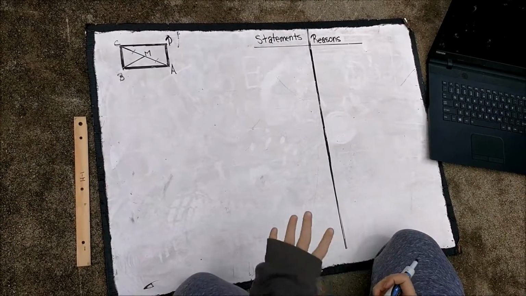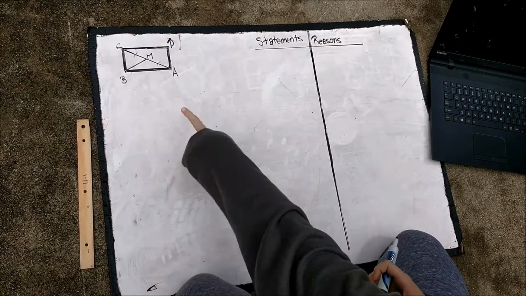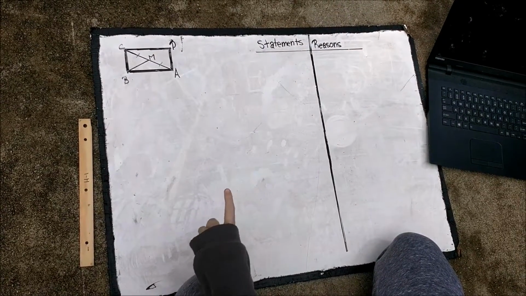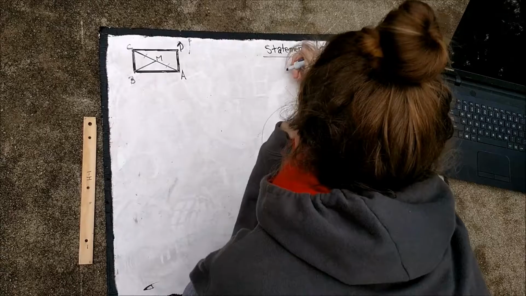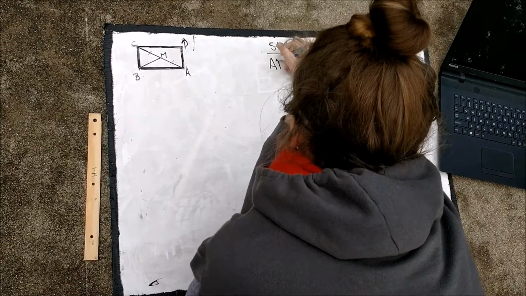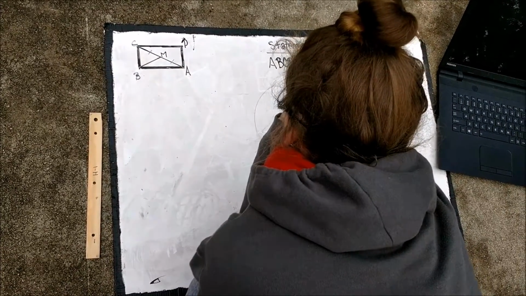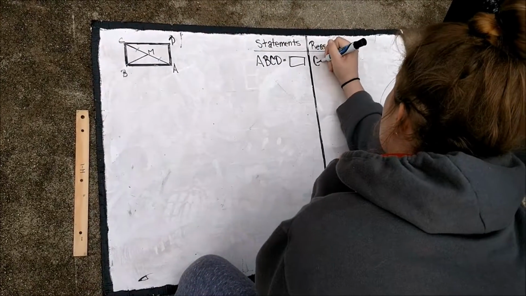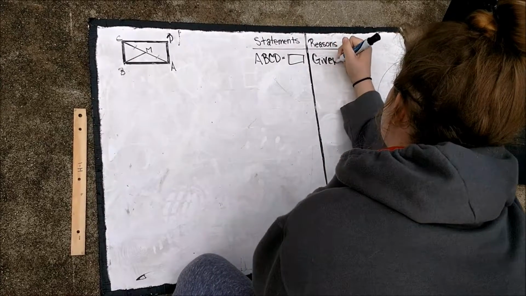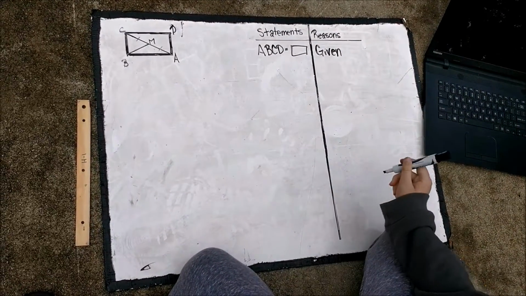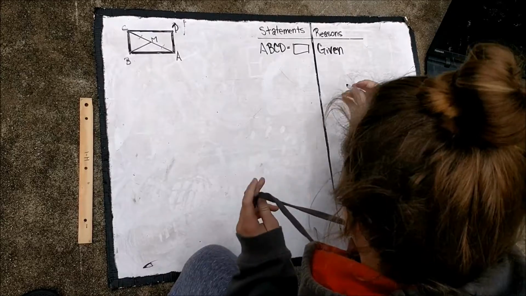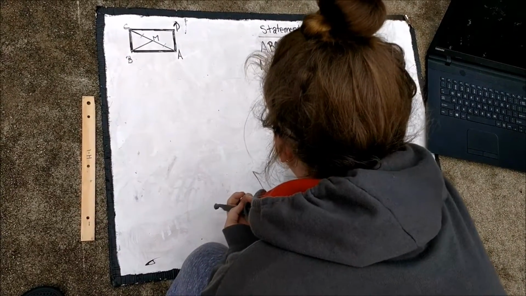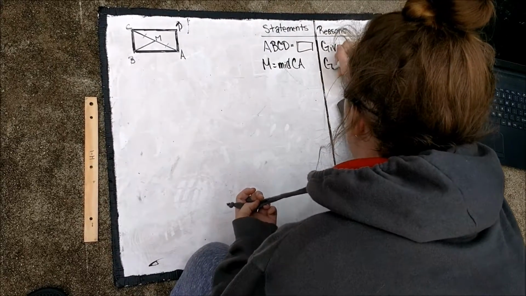Pearson, and this is the proof I'm doing. I have to prove that line BM is congruent to line MA. So to start off, we have to write out our givens. So we're given that ABCD is a rectangle, and the reason would be given. And then our second given is that M is the midpoint of CA. And the reason would be given.